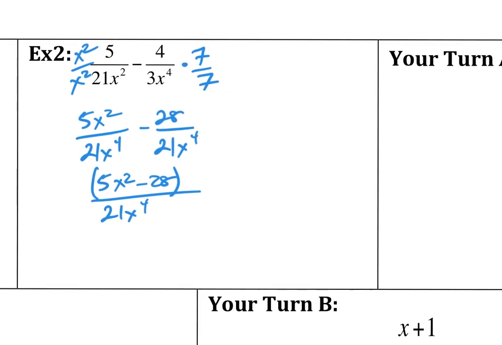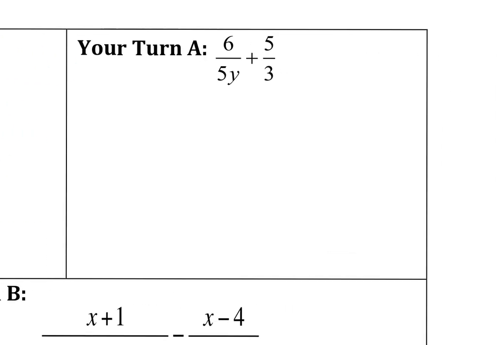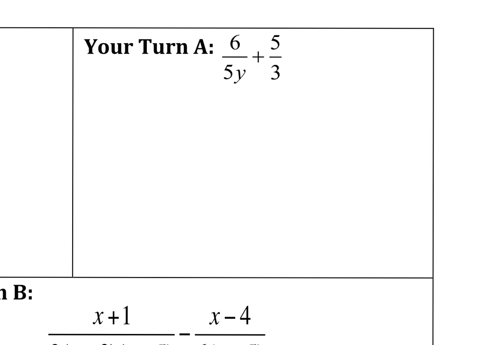All right, I'd like for you to go ahead and attempt your turn A. Again, what you're trying to do is get a common denominator, and then see if you can factor anything and cross-cancel to simplify our rational expression. Go ahead and hit pause now, try the problem, and check back in to see the answer.